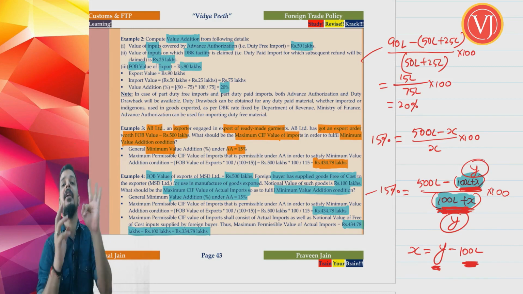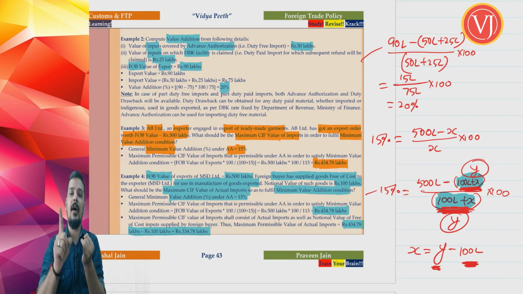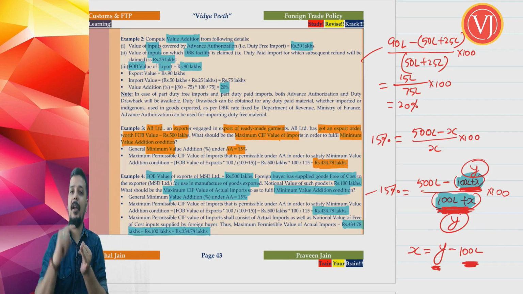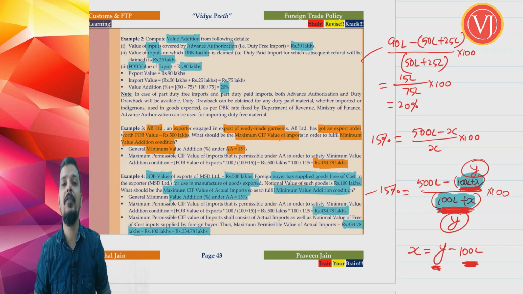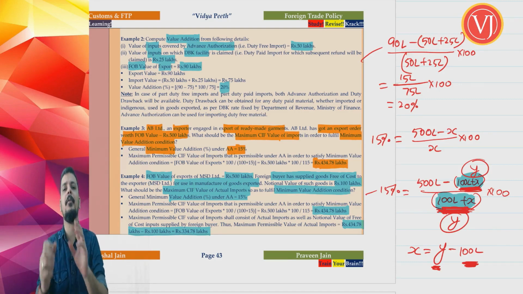Import value consists of 3 important things. CIF value of import, actual imports done under advance authorization, no payment of import duty. CIF value of import, that is other inputs for which you have paid import duty but you are going to go for duty drawback, even that has to be added. And CIF value of free of cost imports. You may not call it samples, free of cost imports which you are using in manufacture.